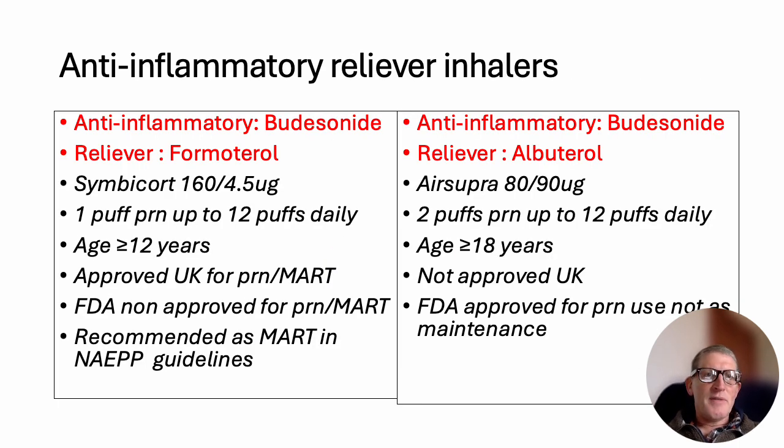So there are two anti-inflammatory reliever therapies, depending on which side of the pond you're on. The one over here, and more globally, the anti-inflammatory is budesonide, and the reliever is formoterol, and that would be Symbicort, 160 over 4.5 to denote the relative doses of the steroid and the reliever. And the dose of that as anti-inflammatory reliever is 1 puff on demand as a reliever, up to a maximum of 12 puffs in any given day. It has a licensed indication for 12 years and up.